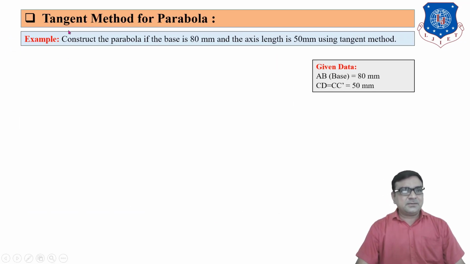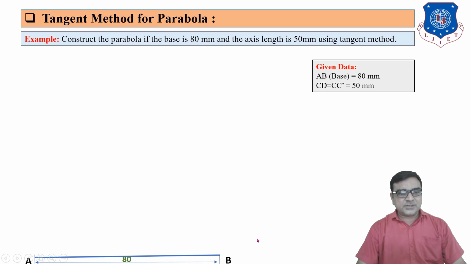Now another method is tangent method for parabola. So our data is construct the parabola if the base is 80 mm and the axis length is 50 mm using tangent method. So given data here taking AB is base and CD is axis. So first you have to draw one line AB 80 mm long which is known as base of the parabola and from midpoint of AB draw vertical line CD which is 50 mm long which is axis.